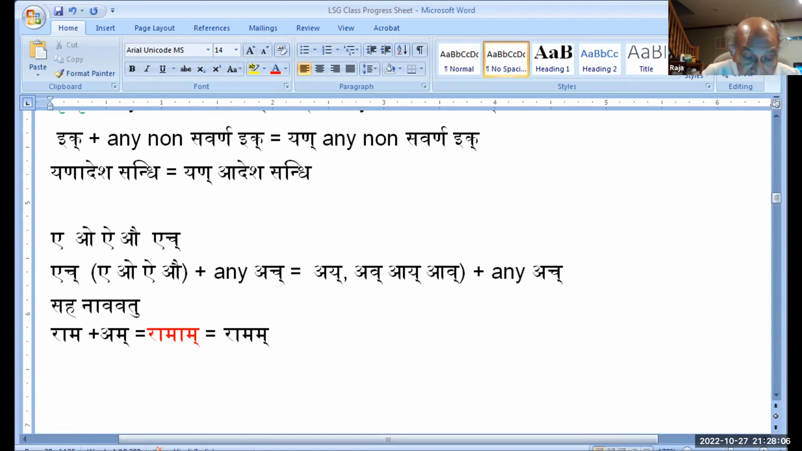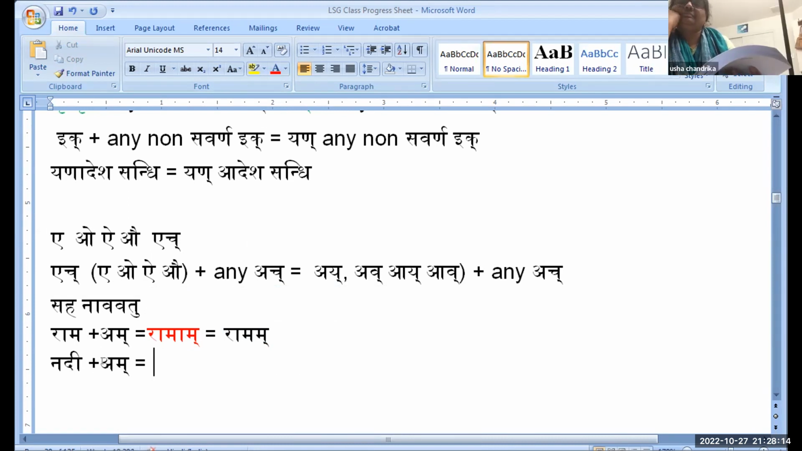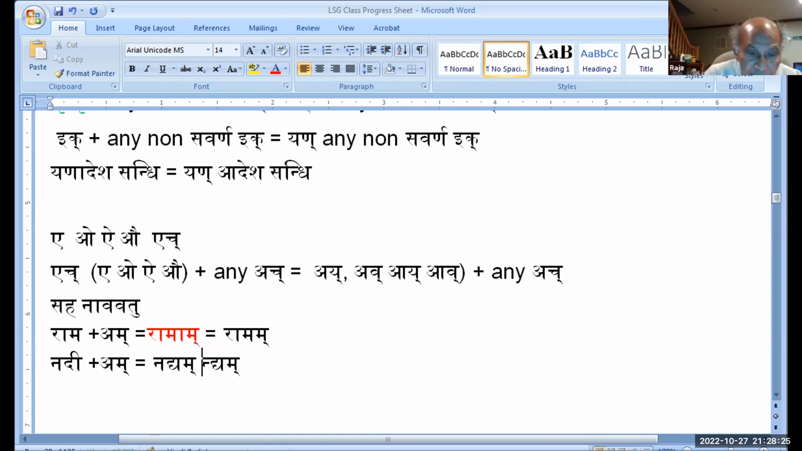Next is Nadi plus am. What should have happened? Nadi plus am should have been Nadyam. But it stays Nadi, and in practice it happens as Nadim. This is what Sandhi is, and this is the reality. So now we have to see what the exceptions are to the real Sandhis.